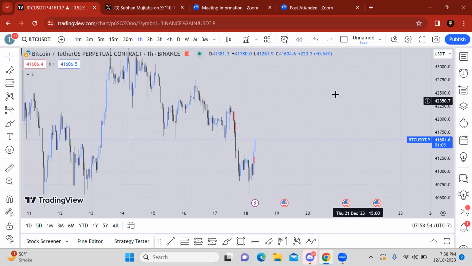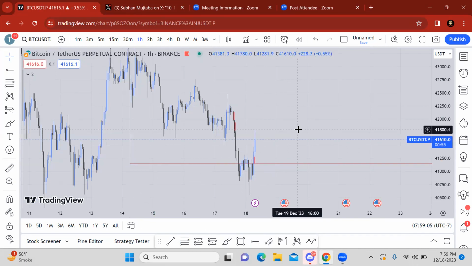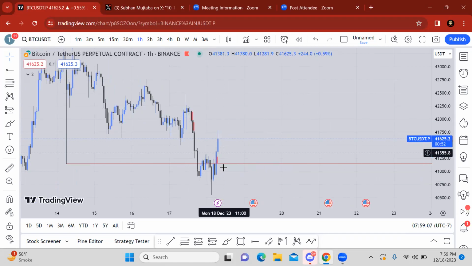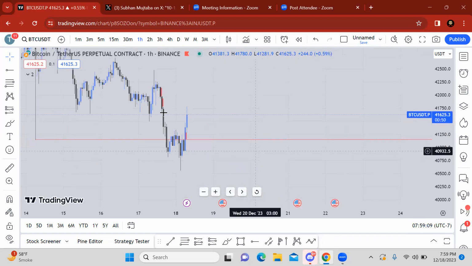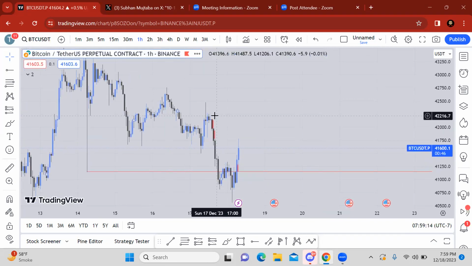But on Bitcoin right now, what is the condition? Okay, the condition is structure is shifted here. This is your level of SFP, swing failure pattern. So it held it here beautifully. Now let's see if it holds above here, then we can go up to target this zone at least.